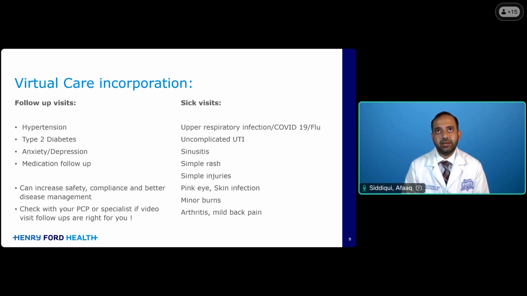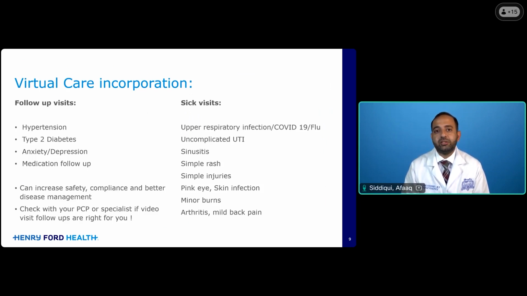This can help increase the amount of timely follow-ups, and can increase safety, compliance, and better chronic disease management. So I always encourage everyone to check with your PCP and/or specialist if video visits are right for you, and what conditions you and your doctor are comfortable with following up on video.